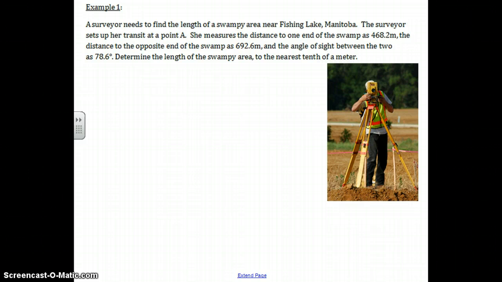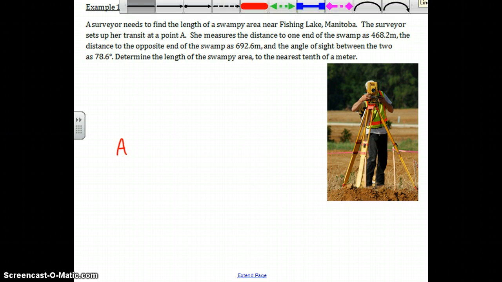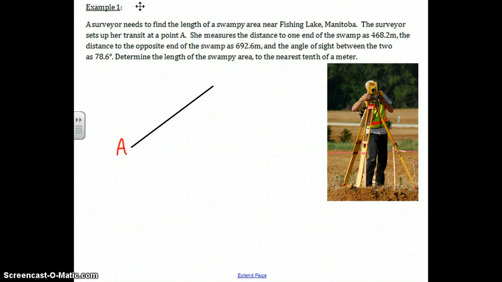Okay, so this one, we have this surveyor, and they're looking at the swamp. They set up their transit, so that's the device they're using, you can see in the picture there. They set that up at a point A, and from there, she measures that the distance to one end of the swamp is 468.2 meters. Okay, and then from that point she also measures to the other end of the swamp and finds that that's 692.6 meters. So I'm going to label those two sides there.